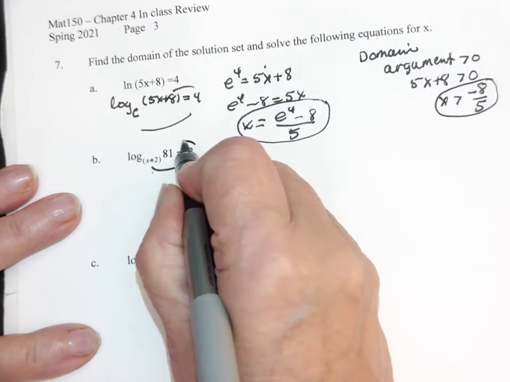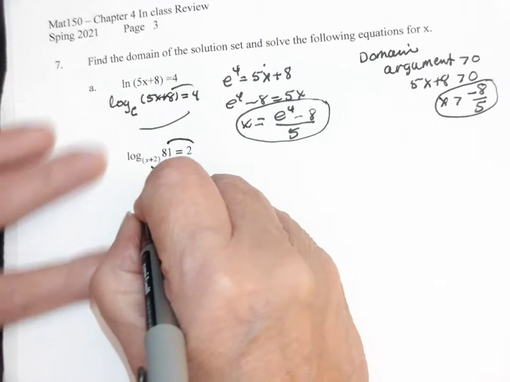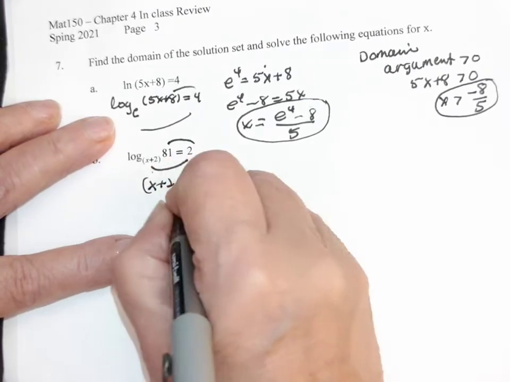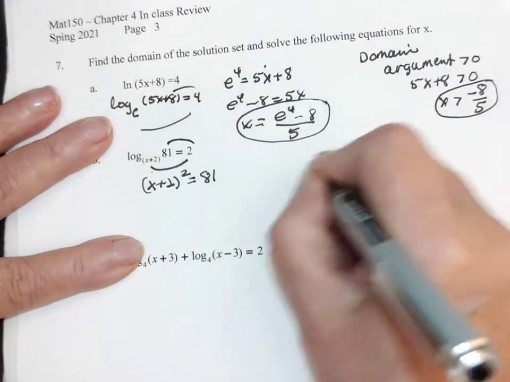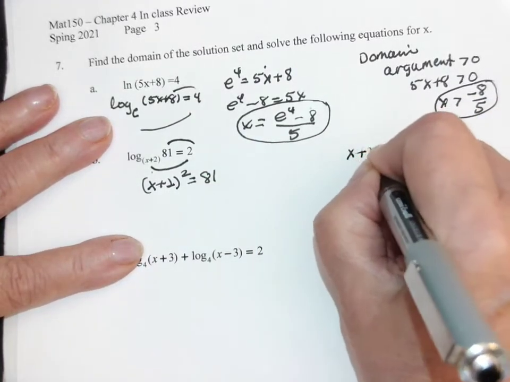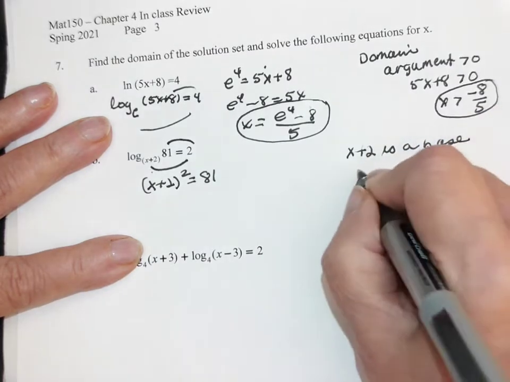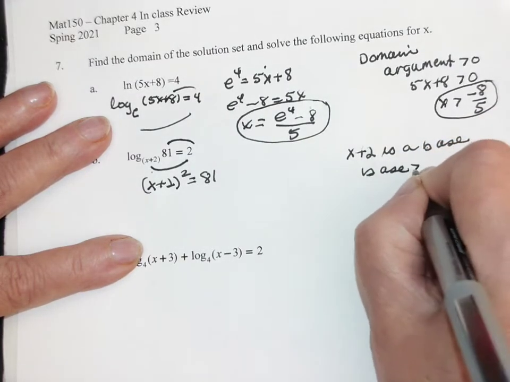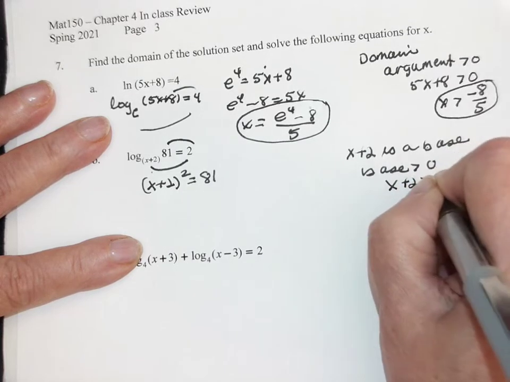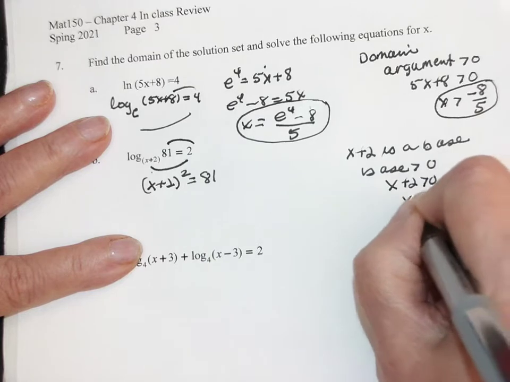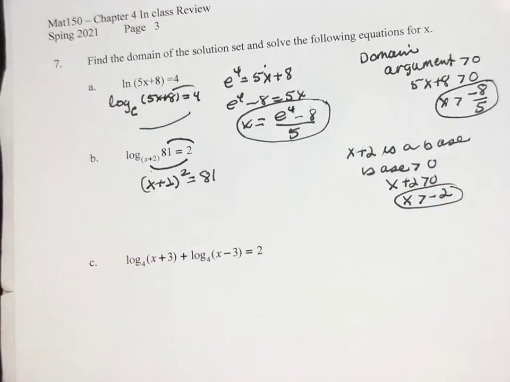Now, x plus 2 to the 2 is 81. Here, x plus 2 is a base, and a base must be positive. So x plus 2 must be positive, or x is greater than negative 2. So there's your domain.